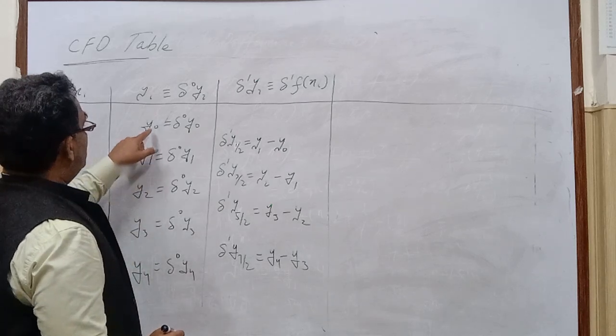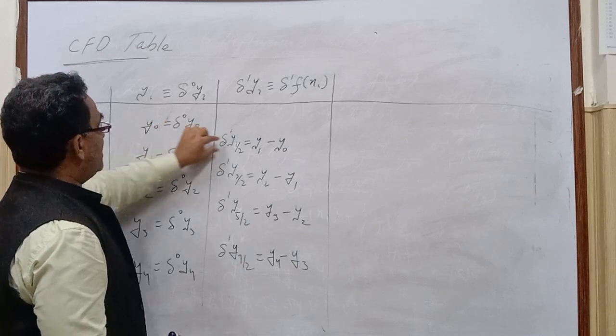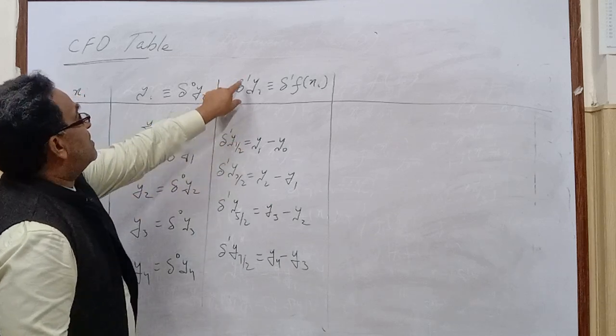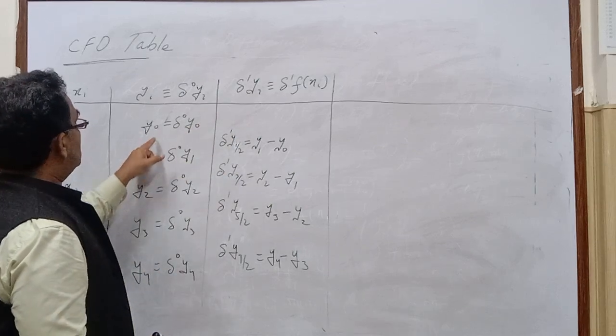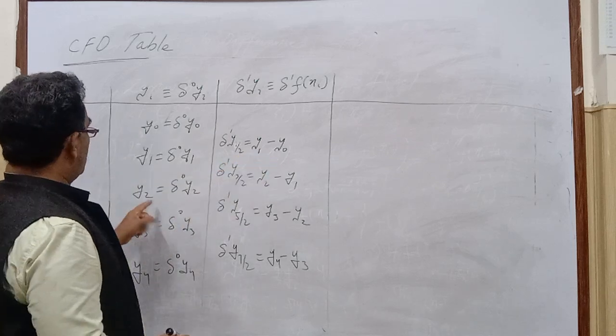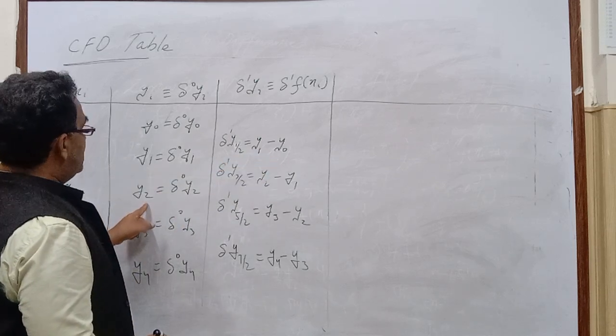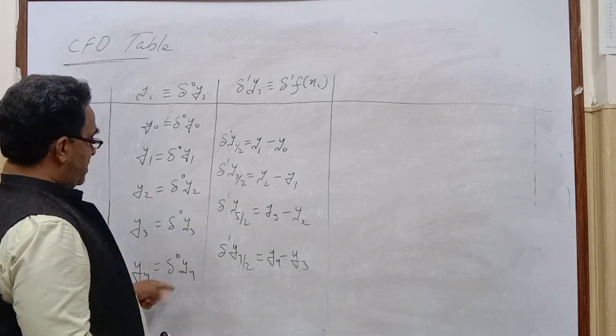Look, you are writing the result in front of the middle of these two values in the second column, in the first level CFD column. Over here 1 plus 0 divided by 2 is 1 over 2, and the answer will be y1 minus y0. So over here 1 plus 2 divided by 2 is 3 by 2, and the result will be y2 minus y1, and so on.